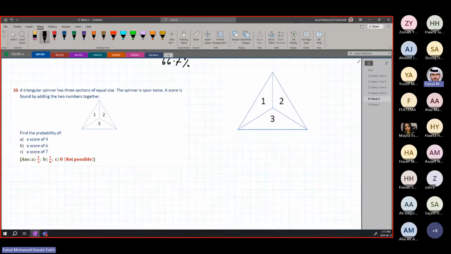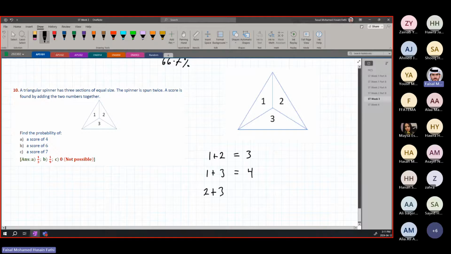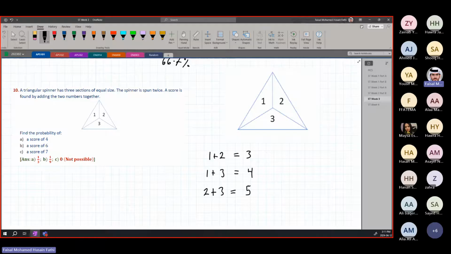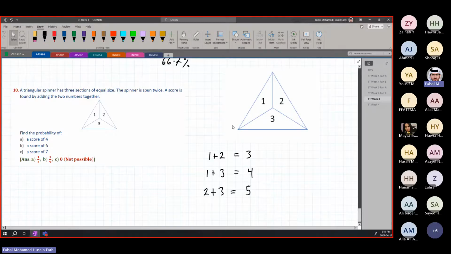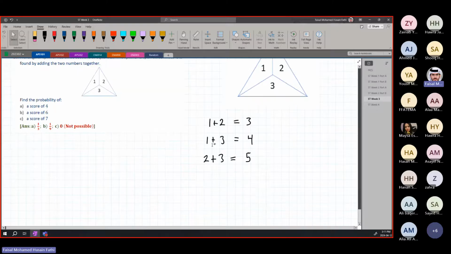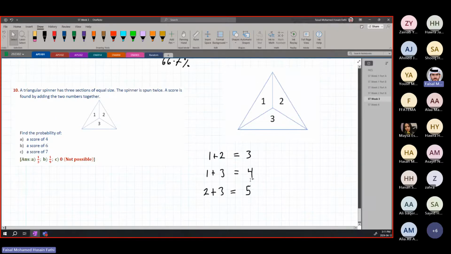So the first numbers we can get are 1 plus 2, which is equal to 3. We can then get 1 plus 3, which is equal to 4. We can then get 2 plus 3, which is equal to 5. So we can get 3, 4, and 5.